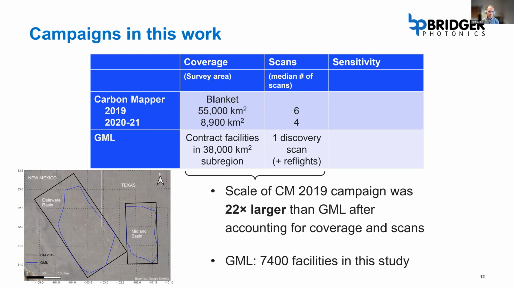So because of these differences, Carbon Mapper did an excellent job of covering a whole entire area, of doing a large number of scans. They achieved a much larger scale than GML for the data in this region. So if you control for those two factors, you would say that the Carbon Mapper 2019 campaign was 22 times larger. That's not to say that the GML data set is small. In fact, it covers 7,400 facilities. And we'll show closer to the end of the talk that this was enough to quantify the cumulative emissions to a reasonable range, about plus or minus 10%.